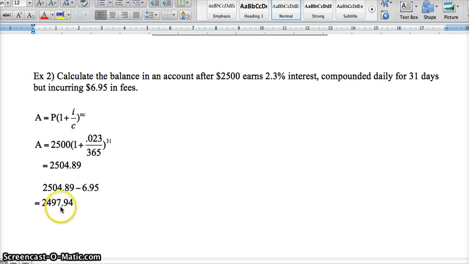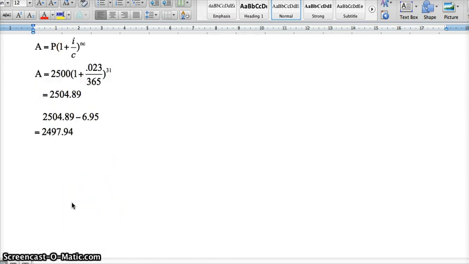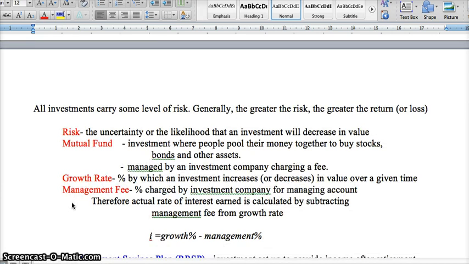Keep in mind, as the months go on, eventually you will still be gaining money. All right, so you can see that right now our interest is only $4.89. As we continue to earn interest on our interest, we will be gaining money rather than losing that $6.95. Okay? All right, so now let's continue on.